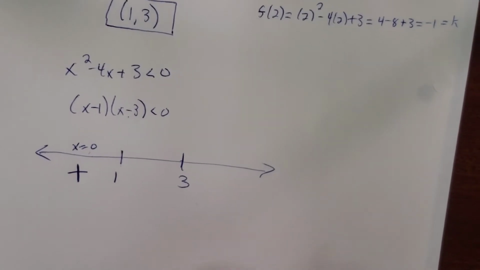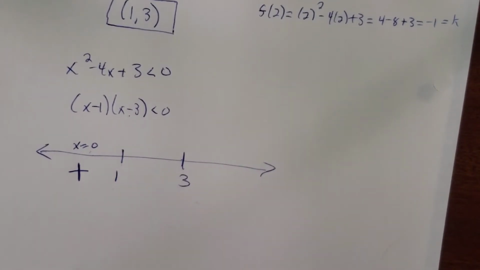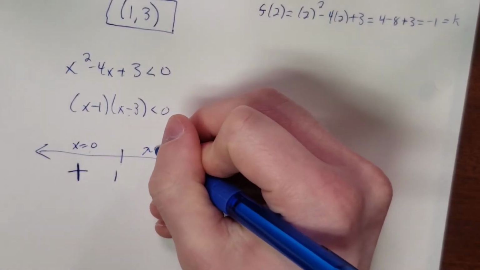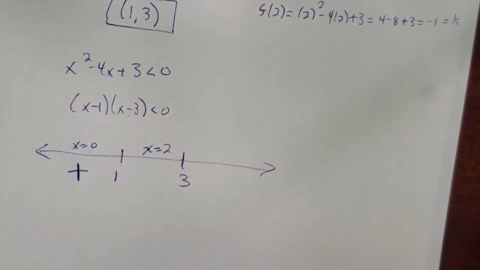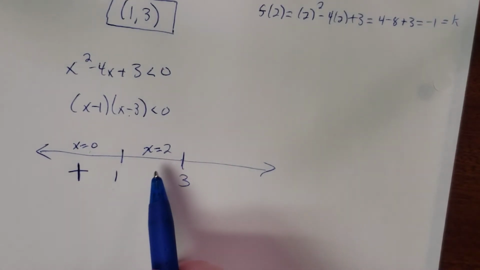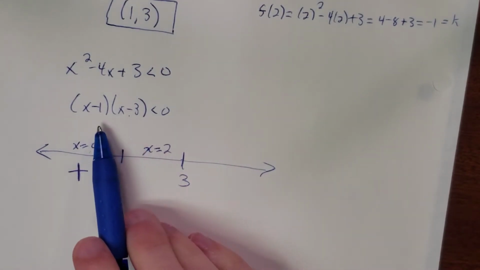Let's continue on. Pick a value between 1 and 3. Oh, we should probably pick x equals 2. We don't have to. We could pick x equals 1.7 if we wanted to. But x equals 2 should probably be the best choice. So what do we do? We plug in 2 into our function.